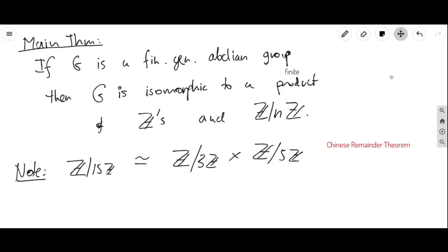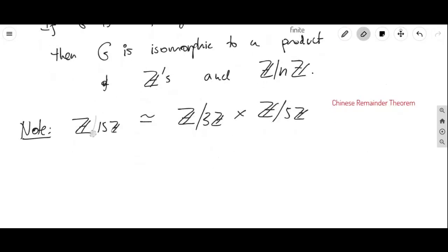So if you've seen this before, it's just a quick reminder, because what you're saying is if you take a number mod 15, so if I tell you the remainder a number leaves mod 3 and the remainder it leaves mod 5, then you're able to recover what the number was mod 15, because 15 factors as 3 times 5. So it's called the Chinese remainder theorem. So if you have Z mod 15, you can split it like this. Okay, you can split it.